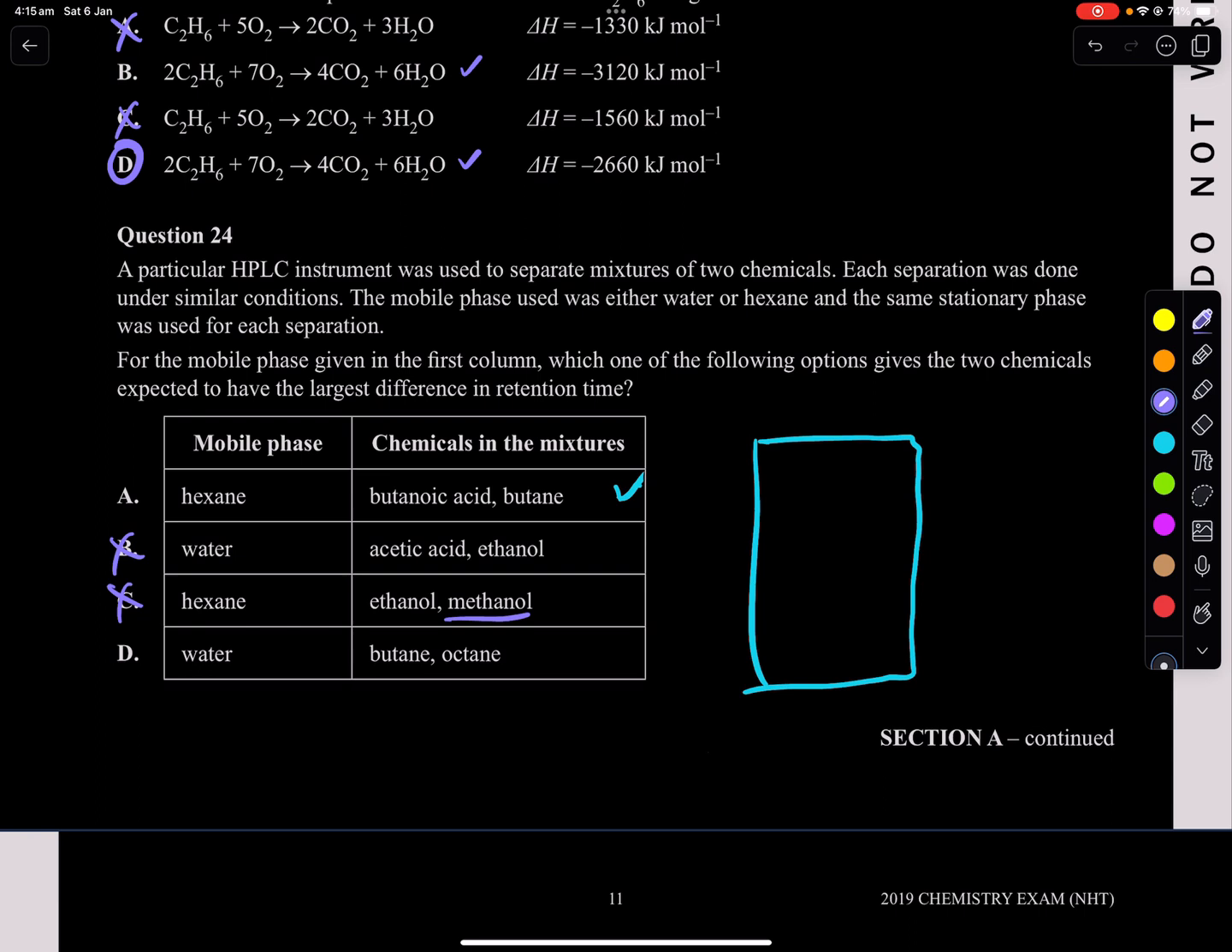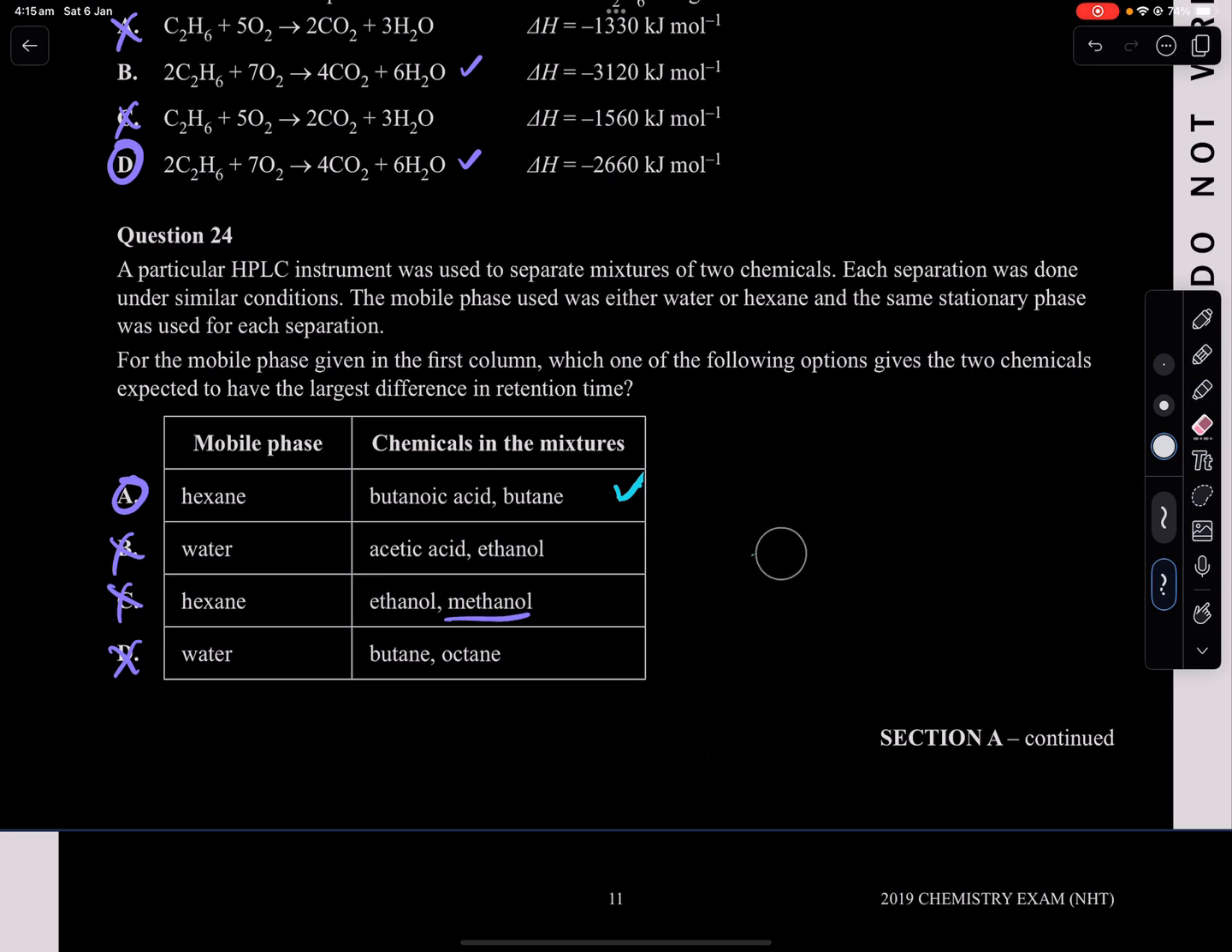Next one, water. So butane and octane. Imagine butane was used in this case. Water is polar and butane is non-polar, so straight away it'll go down quick. It wouldn't want to be mixing around with it. And octane, even worse. Octane's much further down. So still the difference is very, very small. So only A would have the largest difference in the retention time in this case. Yeah, I hope that's an easy explanation.